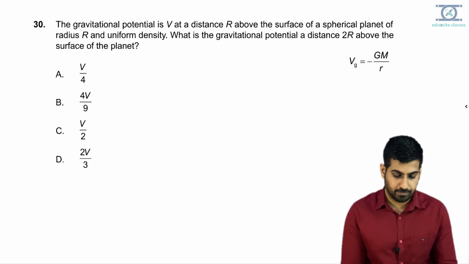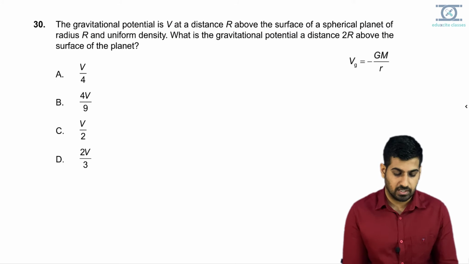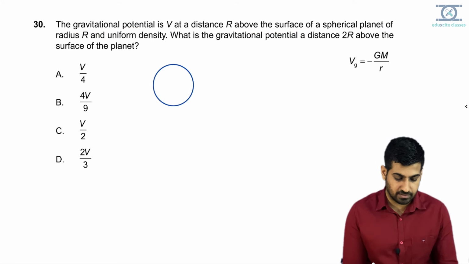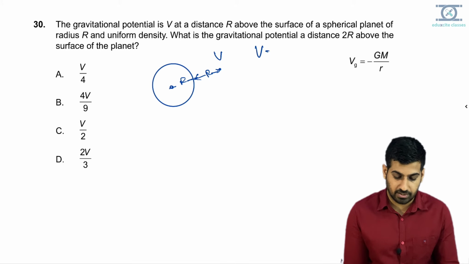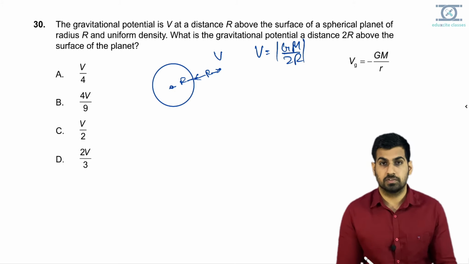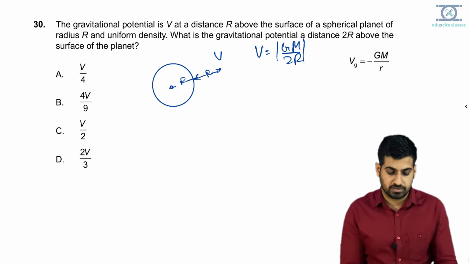Now question number 30. The gravitational potential is V at a distance r above the surface of a spherical planet of radius r. Let us say this is my spherical planet of radius r from the center, and we have to find the potential V at this point, which is again a distance r from the surface of the planet. So V, using the magnitude only, is GM upon 2r. Why have I taken 2r? Because it is the distance from the center of the planet. From the center of the planet, the total distance is r plus r, that is 2r. So this is given as V.